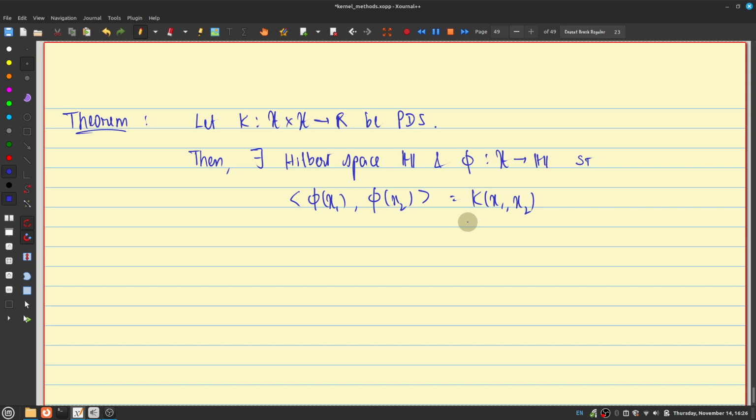This Hilbert space has some other nice properties. Another thing to keep in mind is that this Hilbert space is not unique. There could be multiple. So for a given kernel, there could be multiple Hilbert spaces with corresponding phi, such that the inner product within that Hilbert space is equal to the evaluation of the kernel on these two vectors. But we look at a special kind of Hilbert space, which is called the reproducing kernel Hilbert space.